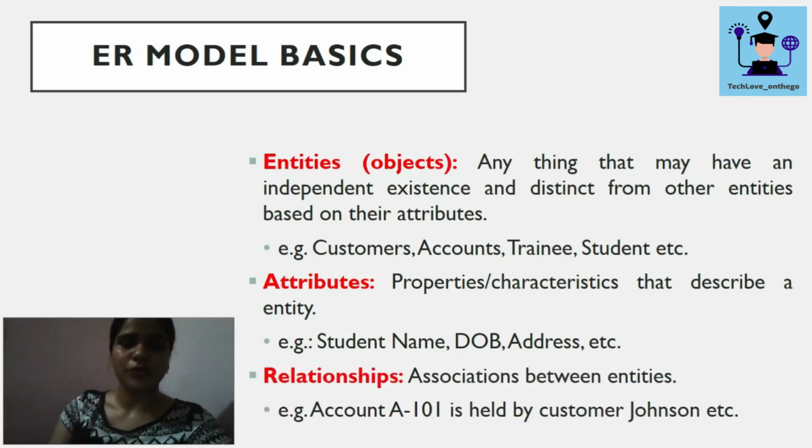The third one is relationship. So what is a relationship? Every entity has association with some other entities, and this association is made with the help of a relationship. Like you can see here an example: account A101 is held by customer Johnson. That means that particular account is held by a customer, and that account number is associated with that particular customer only. So no other customer can have the same account number.